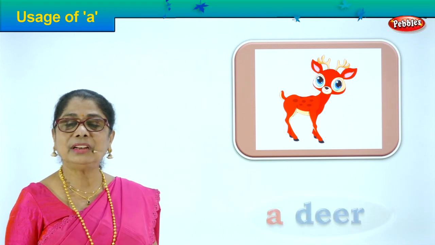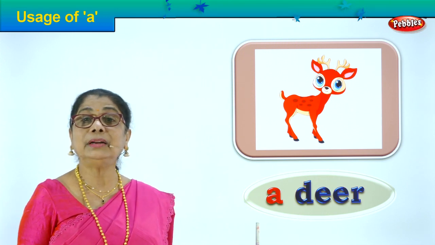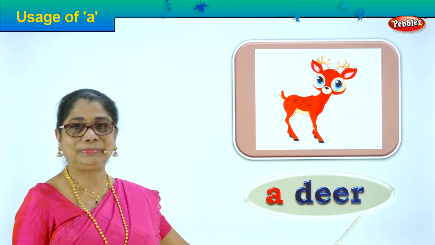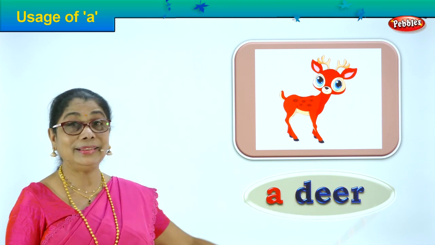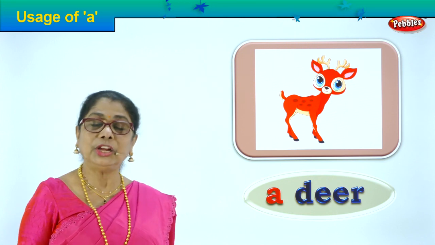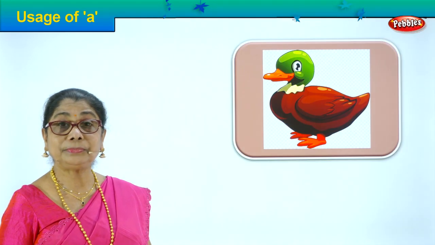D-E-E-R. Deer. And what do you use before the deer? A deer. Where do you find the deer? In the jungle. At the zoo. Good. Shall we take another picture?